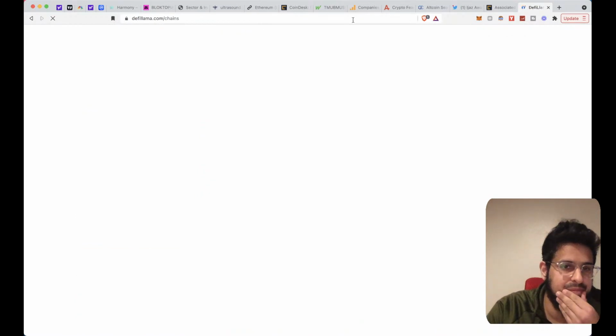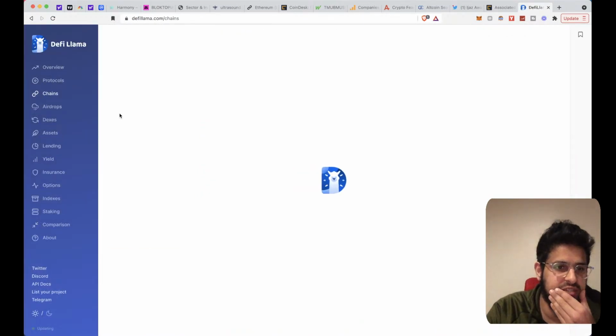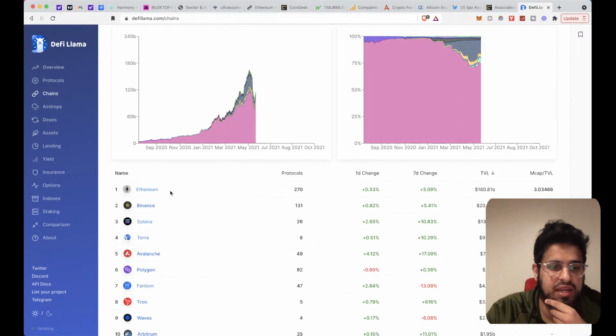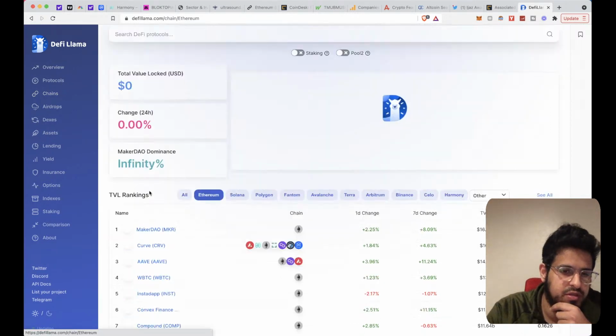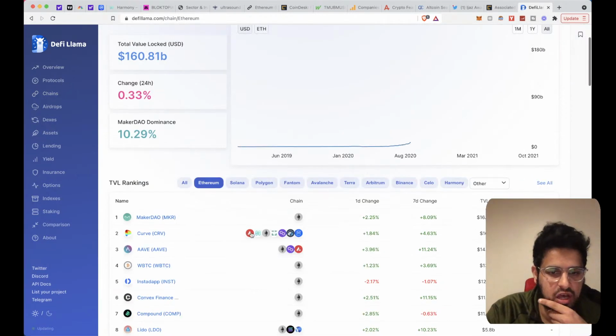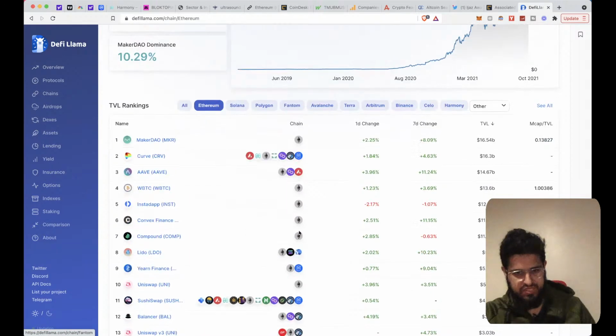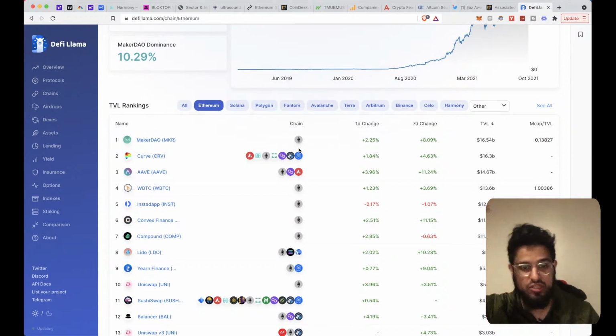I'll show you. So if you head to DeFi Llama, this was never the case before. If you clicked on one of these protocols, you can now see things like Curve are now on Avalanche. They're on Harmony 1, you can see they're on Ethereum, they're on Polygon, Matic, Phantom. This is what you're getting. Before, it was just all Ethereum.